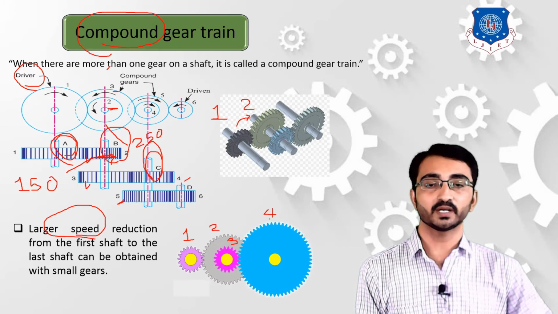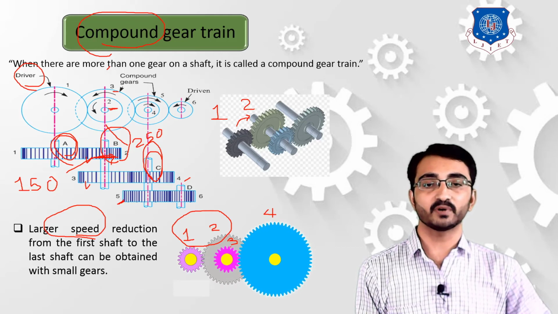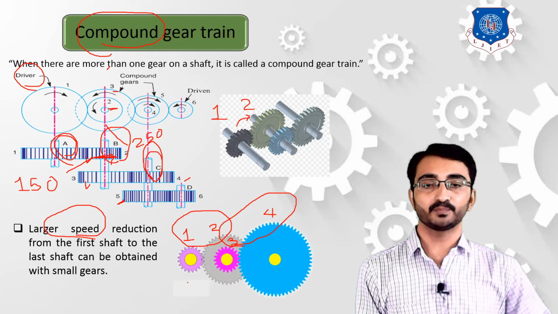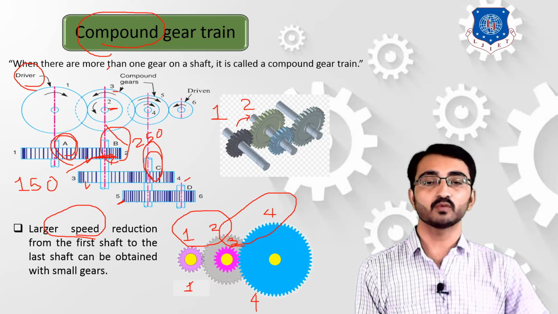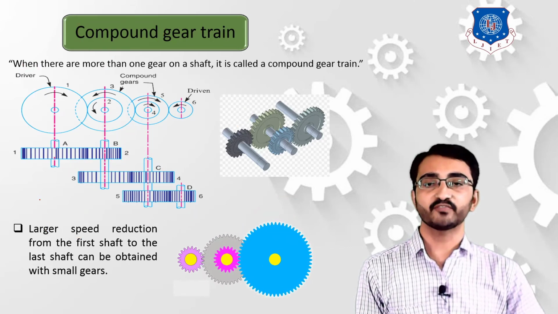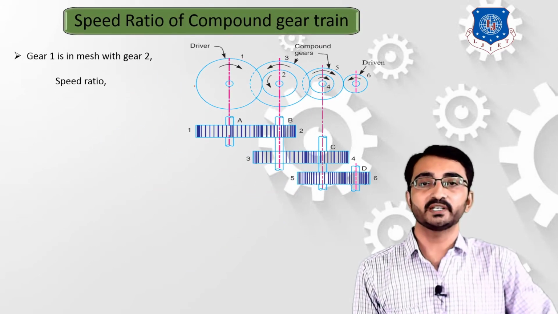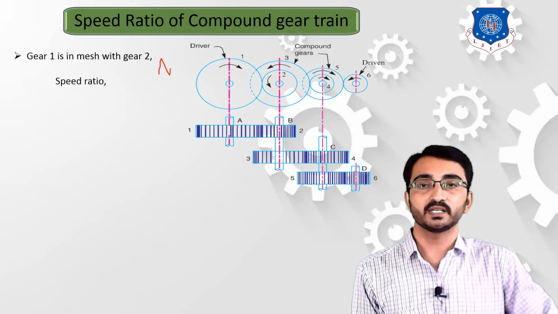Then over here you can refer that the speed reduction from gear 1 to 2 is small, and the same type of speed reduction is obtained from 3 to 4. So over here, with comparison of gear 1 to gear 4, you will achieve large amount of speed reduction. So let's consider speed ratio of compound gear train. In that case, we have to achieve the speed ratio, that is the speed of driver to driven, that is the equation of N1 by N6.